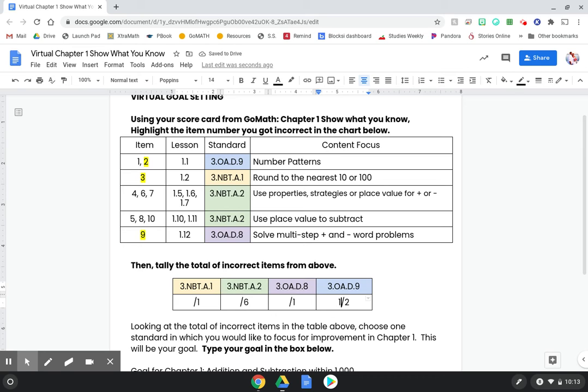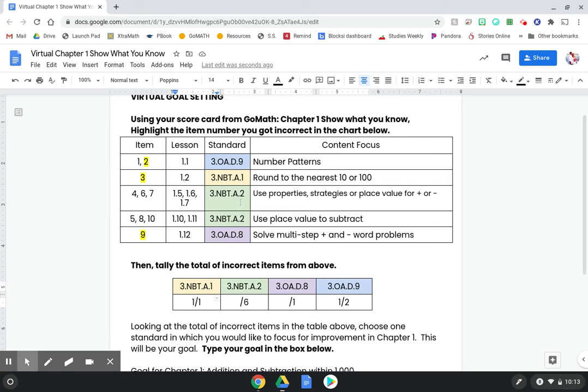That's half of them. On NBT.A.1 rounding, okay, I'm going to find that same color right down here. There was one question about rounding, and I got that one question incorrect. So I got 1 out of 1 incorrect.